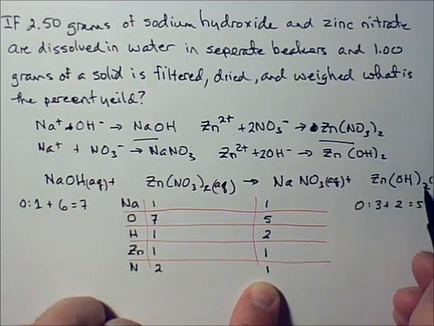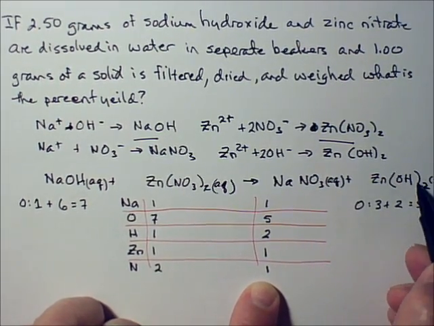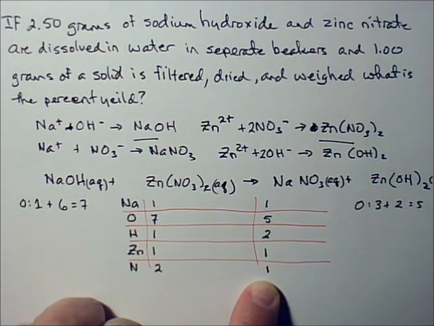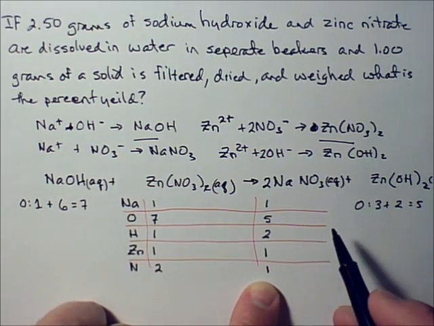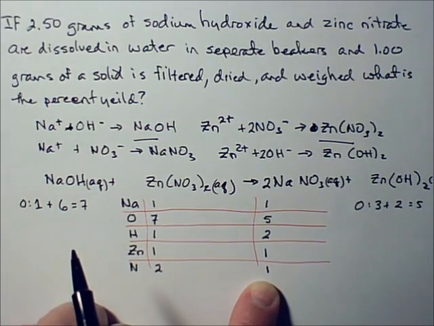We can't touch the formulas. You can't put any subscripts or coefficients inside the formulas. You can only put coefficients in front of the formulas to balance the equation. So I can put a 2 here on the outside. That will multiply everything inside by 2.